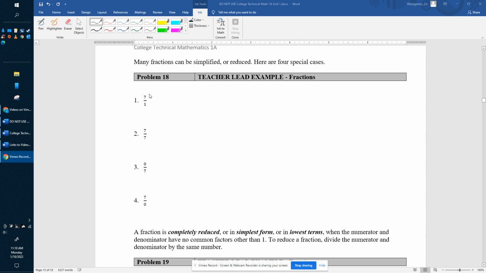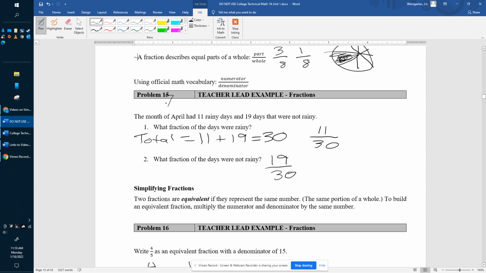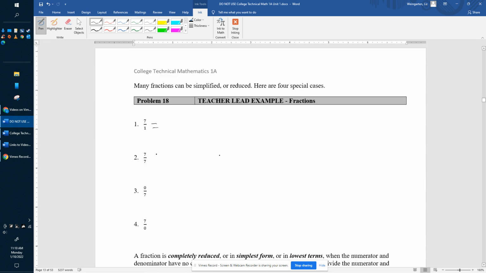So in our first case, we have 7 over 1. So we can reduce that down. Anytime you see 1 in the denominator, you can simply eliminate it and it will just come out 7 or whatever is in the numerator.